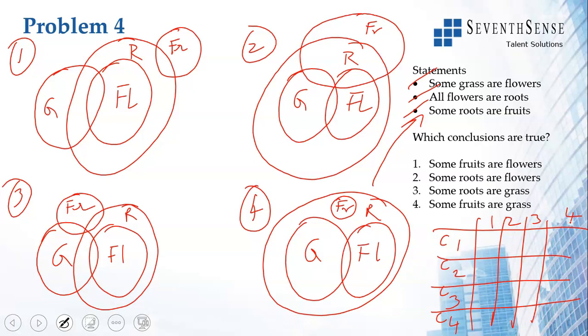Conclusion 1. Some fruits are flowers. If you see, some fruits are not flowers here, so that itself is wrong, and hence this conclusion will not be true. I don't have to look at whether they are true in subsequent diagrams.